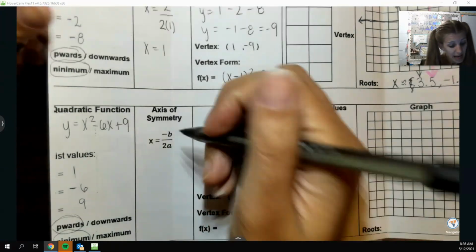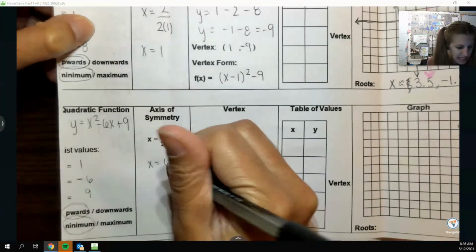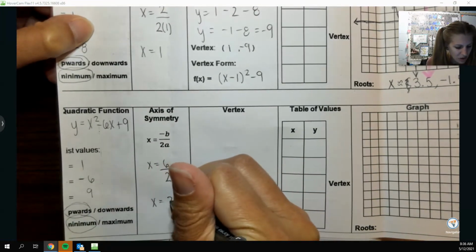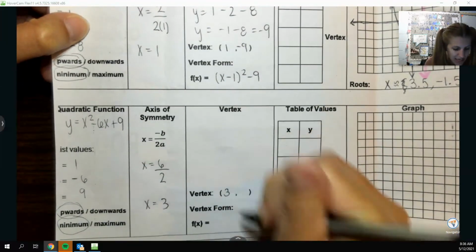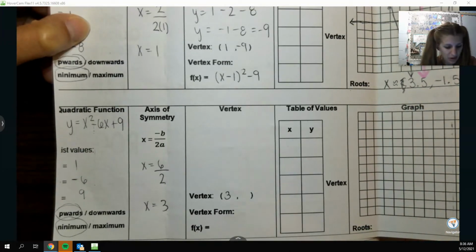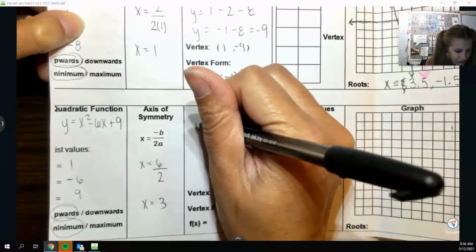We can find the axis of symmetry by doing negative b over 2a. So negative b will be 6. 2 times a will be 2. And so my axis of symmetry is 3. So as far as my vertex goes, I now know that the x value is 3 because the vertex is on the axis of symmetry. So to find that y value, we're going to plug it in to our equation.